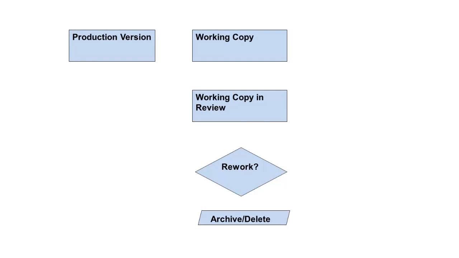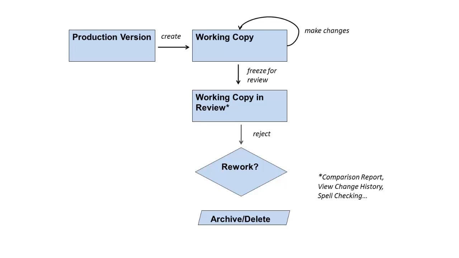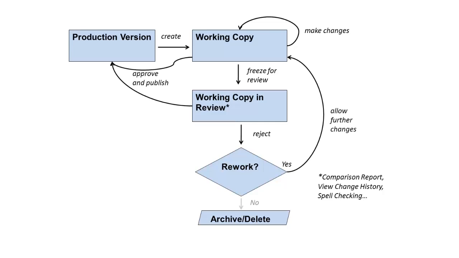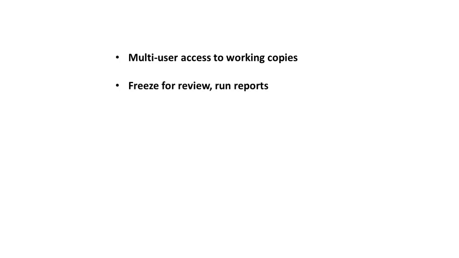In this video, we saw how TopBraid EVN lets you create a batch of proposed changes known as a working copy, and then put that working copy through the workflow that suits you best. You can make a working copy available to multiple users at once by assigning them the appropriate permissions. You can freeze a working copy for a review period where a variety of reports let you evaluate your changes, and users with manager privileges can either commit a working copy to production or reject and optionally delete it.